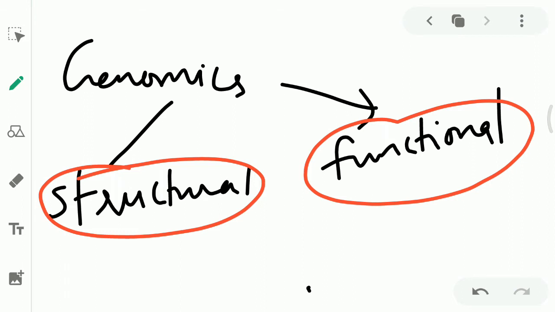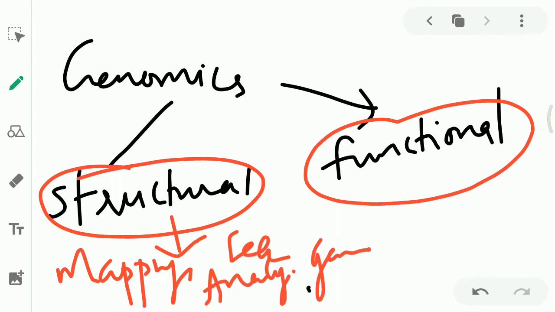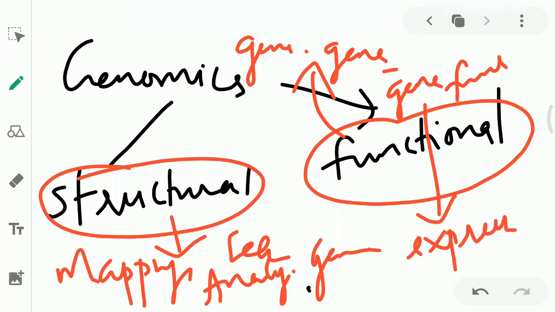Let us see what structural genomics is. Structural genomics is your mapping, sequencing and analyzing of the genome. Functional is where you are finding gene-gene interaction, gene function, and how it expresses. All these studies come together as functional genomics, and the earlier part is structural genomics.